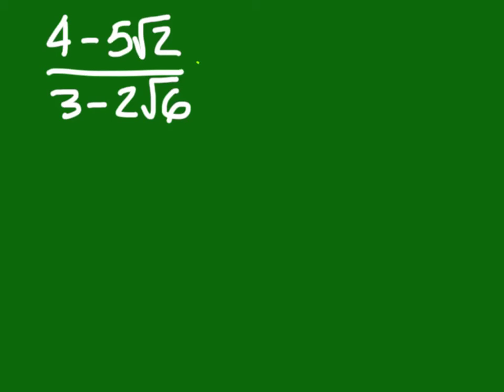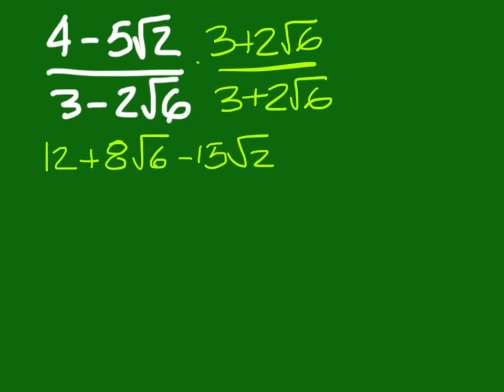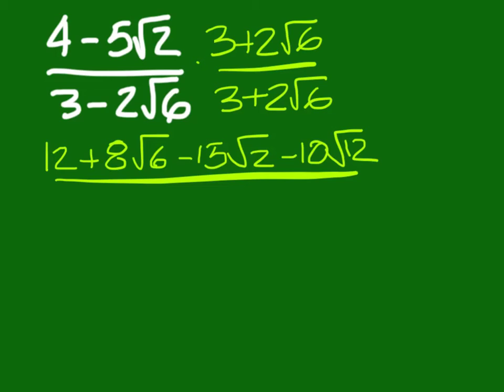Alright, on this one we're going to multiply the top and the bottom by 3 plus 2 square root of 6 over 3 plus 2 square root of 6. And when we multiply, we get 12 plus 8 square root of 6 minus 15 square root of 2 minus 10 square root of 12. All of that over 9 minus 4 times 6. That would be 9 minus 24. That would be a negative 15.